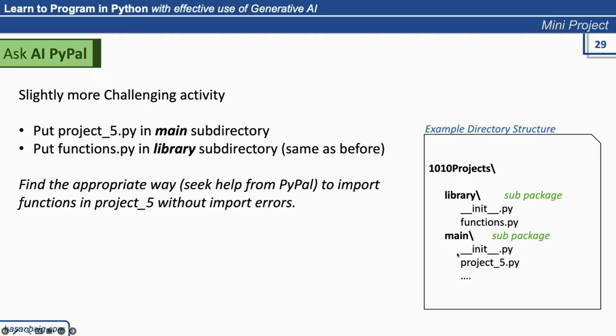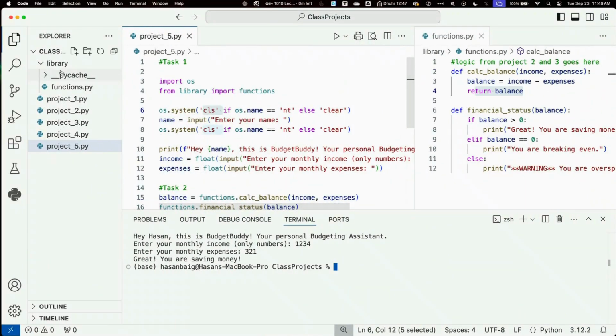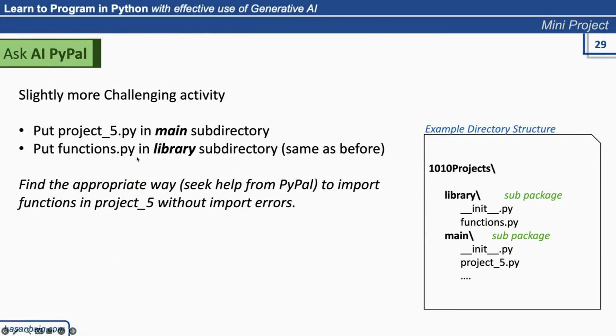Okay, there is a challenging task for you. You can do that at home. Just put project_5.py file in another subdirectory. Create another subdirectory called main while keeping everything the same. Just move this project_5 into a main directory. So just like library, create another folder main and drag project_5 into that directory. Okay, and then try running it.